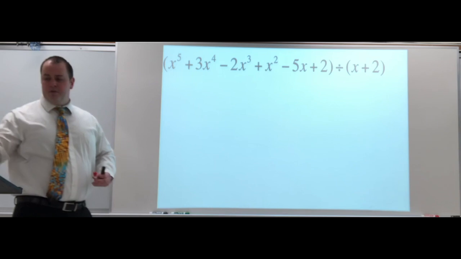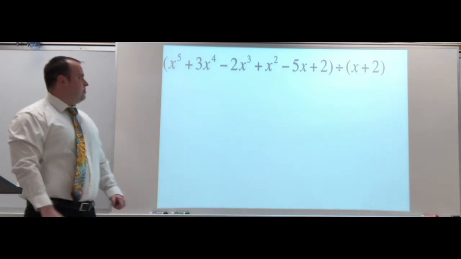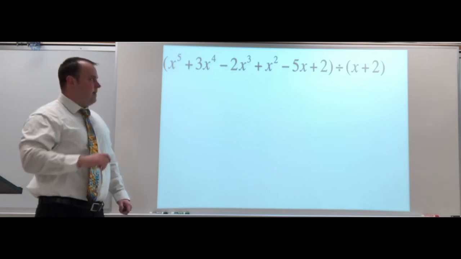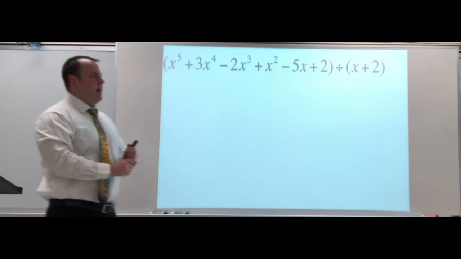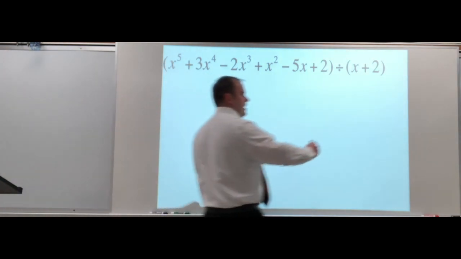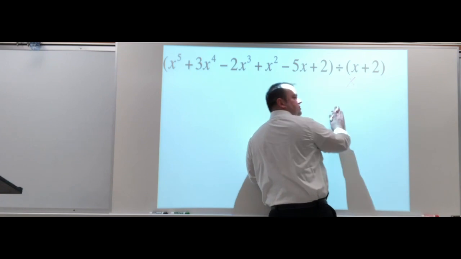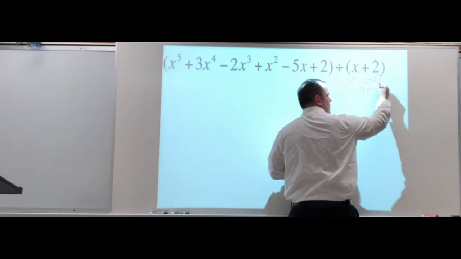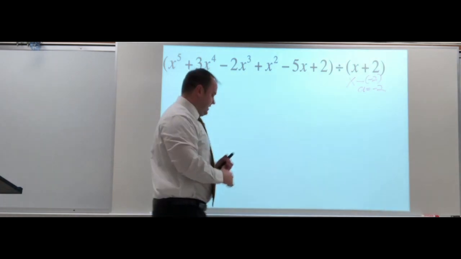Okay? Here we have a much bigger problem. x to the fifth plus 3x to the fourth minus 2x cubed plus x squared minus 5x plus 2, and here we have x plus 2 is what we're dividing by. Now our a this time, remember, x plus 2 could also be written as x minus a negative 2. So our a ends up being negative 2 this time.